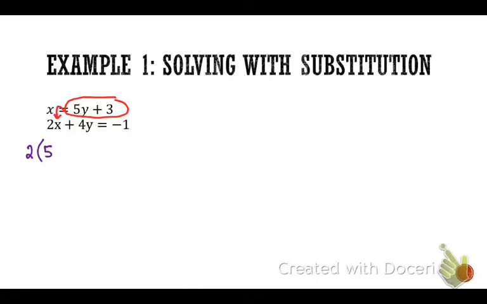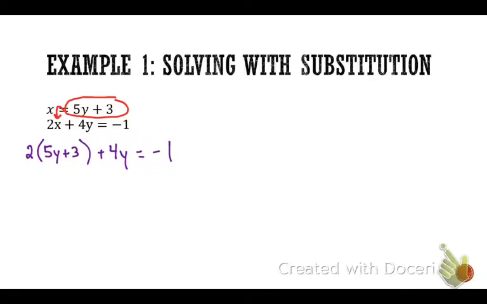That is exactly right. 5y plus 3. Now what do I bring down? Say it with me. Plus 4y equals negative 1. Okay? So I just bring down the rest of that second equation. What do you guys think I need to do now?